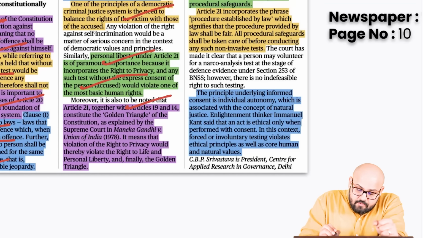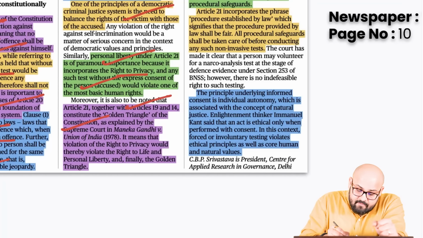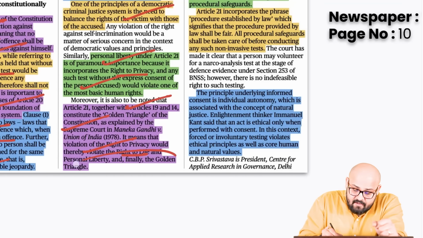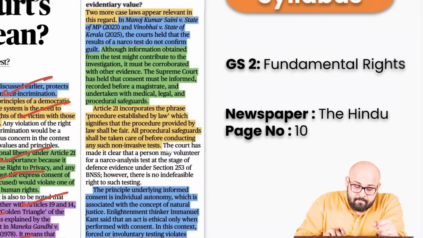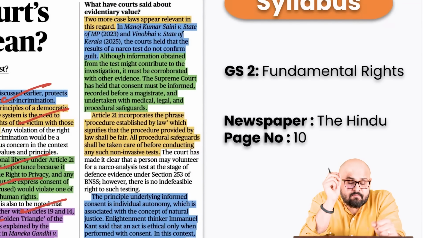Golden triangle of the Constitution as explained in the Supreme Court in Maneka Gandhi versus Union of India. It means that violation of the right to privacy would thereby violate the right to life and personal liberty. And finally, the golden triangle also. What have the courts said about the evidentiary value?